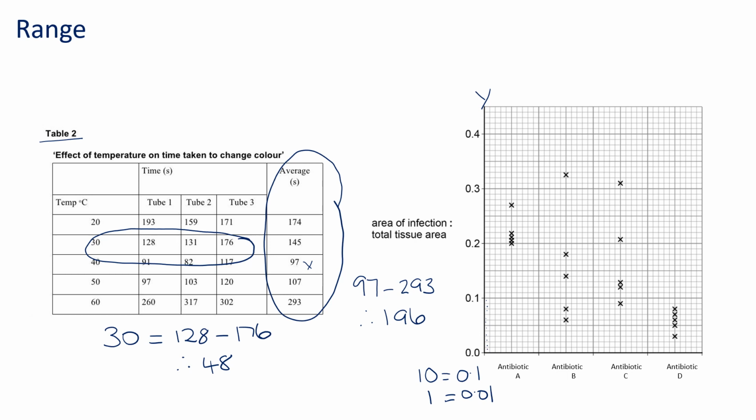So if the question asks you to identify the range of area of infected tissue from antibiotic B, we would look at our lowest figure. And from our scale on the y-axis, we can see that it is 0.06 and our highest value is 0.32. So make sure you can interpret the scale on the y-axis, and that will lead you to the range of data on your graph.